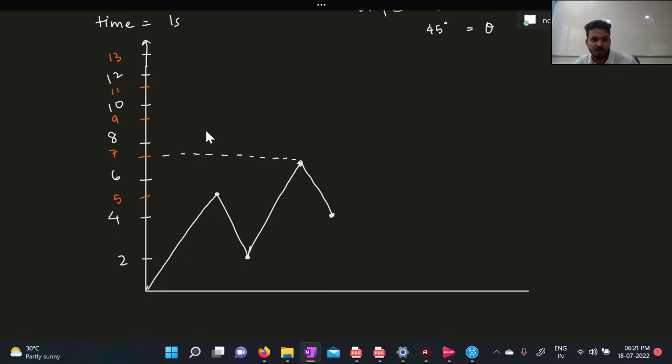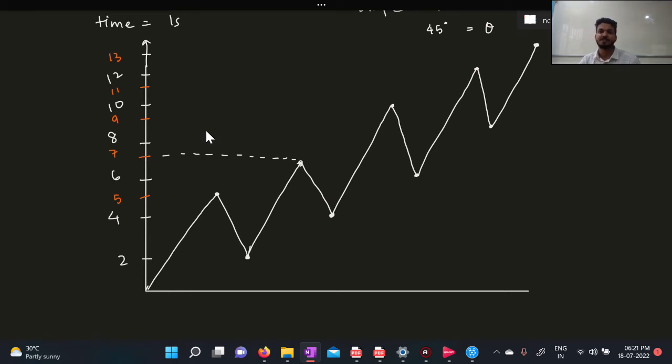And so on. Next he will go to 9, then he's going to come back to 6. Then he's going to go to 11, and then he's going to come back to 8, and then he goes to 13 and he falls in the pit.